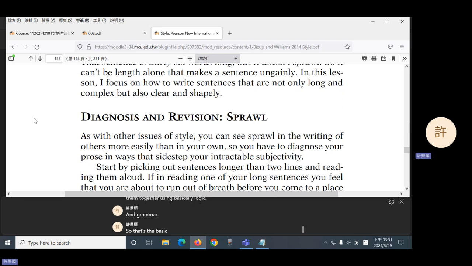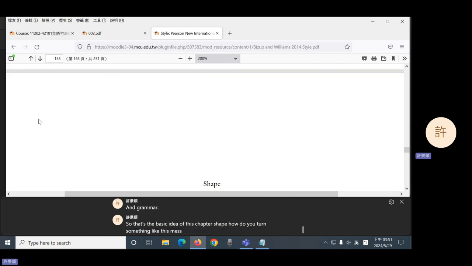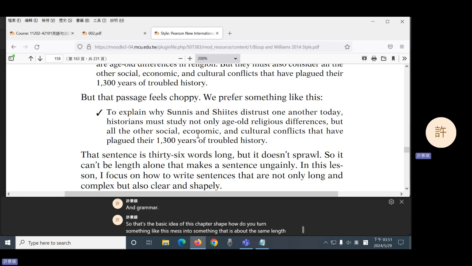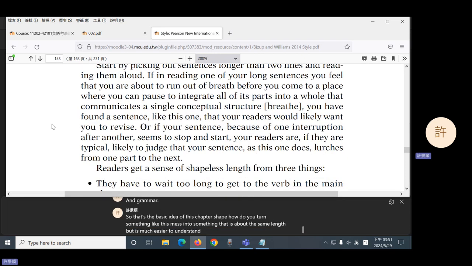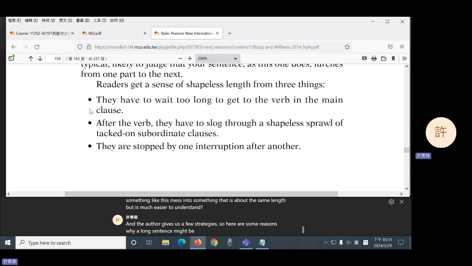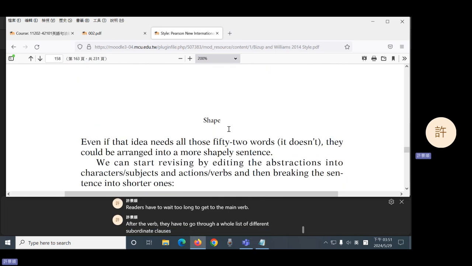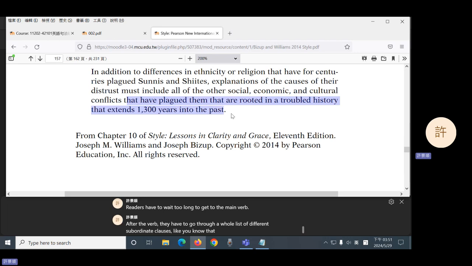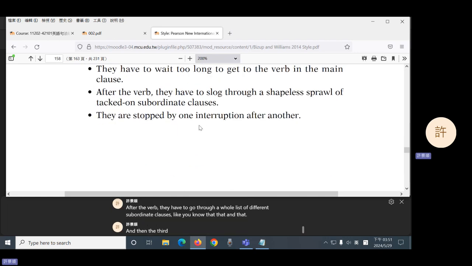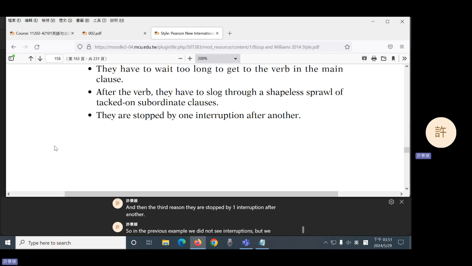So that's the basic idea of this chapter, shape. How do you turn something like this mess into something that is about the same length, but is much easier to understand? And the author gives us a few strategies. So here are some reasons why a long sentence might be hard to understand. Readers have to wait too long to get to the main verb. After the verb, they have to go through a whole list of different subordinate clauses, like, you know, that, that, and that. And then the third reason, they are stopped by one interruption after another. So in the previous example, we did not see interruptions, but we will see interruptions later in this chapter.